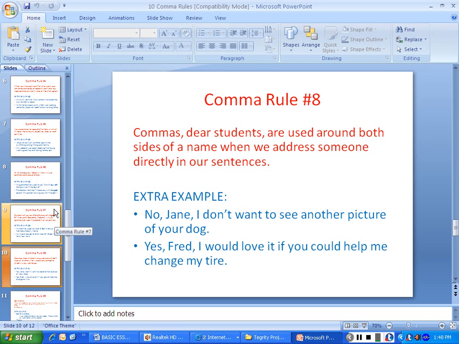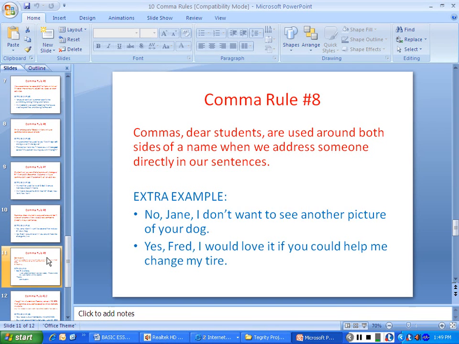Here's the next example. No, Jane, I don't want to see another picture of your dog. Yes, Fred, I would love it if you could help me change my tire. When we speak to people directly, we separate them from the sentence we are addressing to them using a comma.